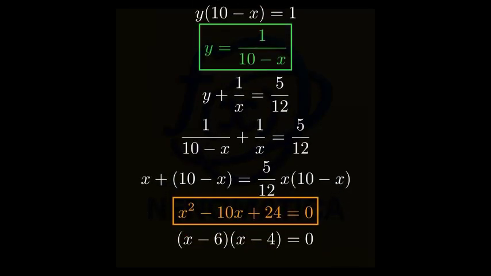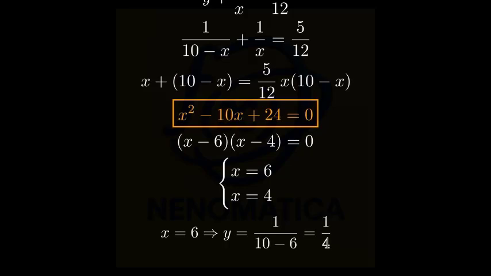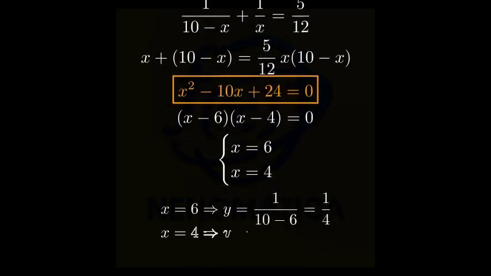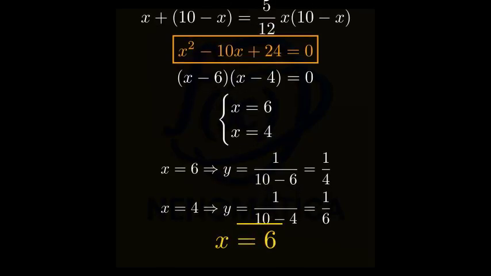Factorization gives x minus 6 times x minus 4 equals 0. Therefore, the candidate solutions are x equals 6 or x equals 4. Both values are positive and satisfy the equations with y equal to 1 over 10 minus x. For x equals 6, y equals 1/4. For x equals 4, y equals 1/6. In the provided workflow, the positive x that is reported is 6. So we state x equals 6.